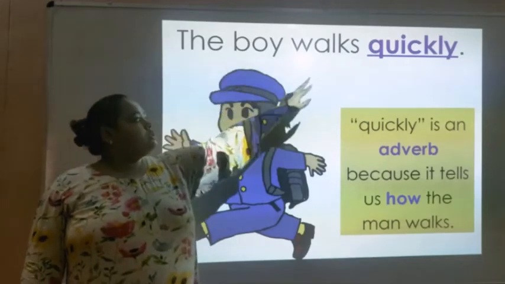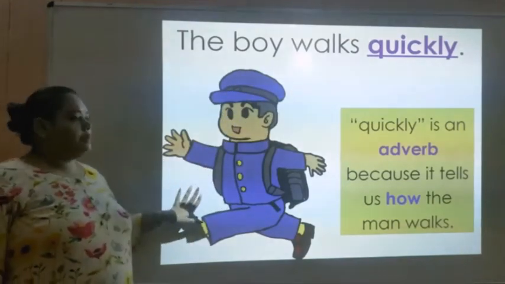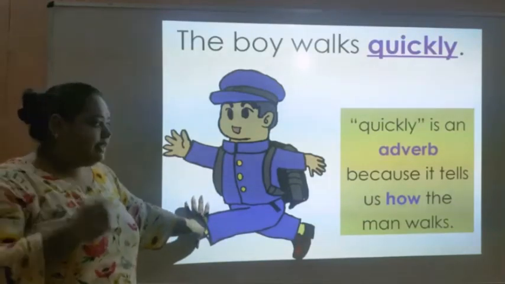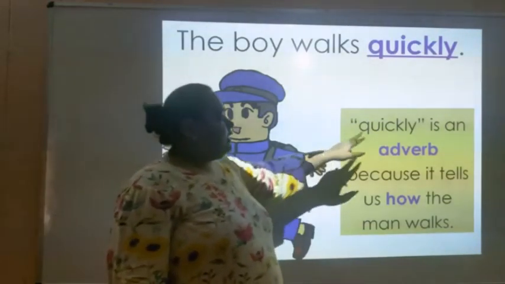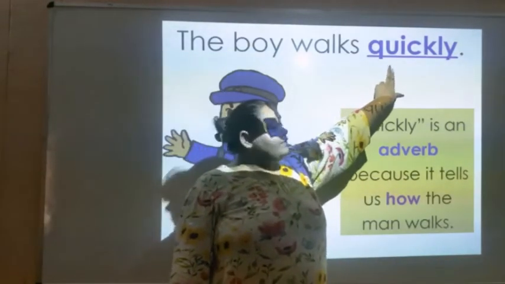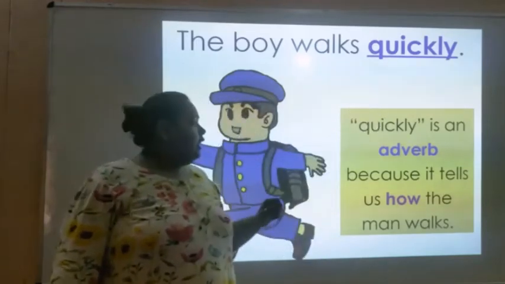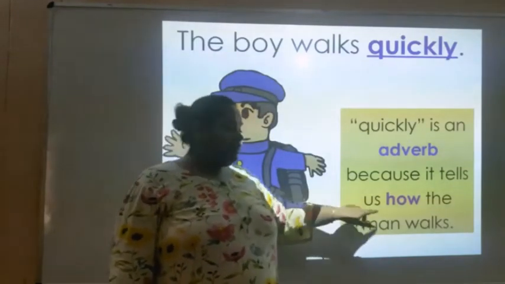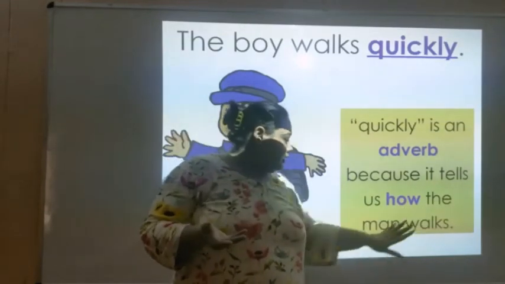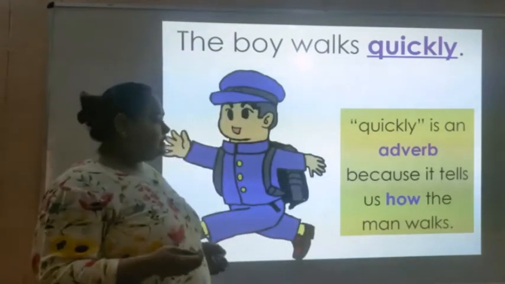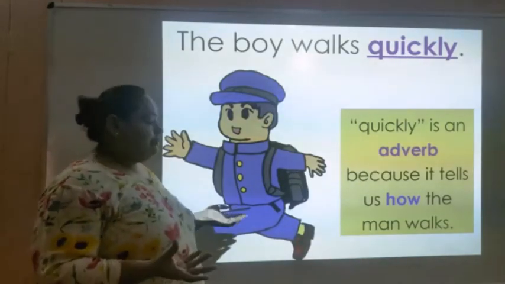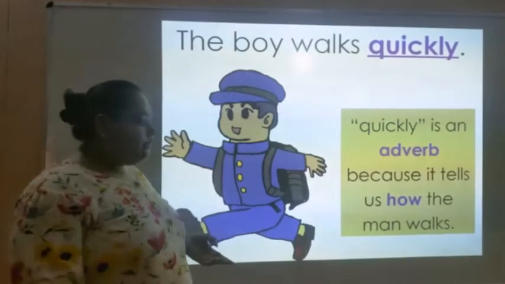A boy walks quickly. See, here is a boy. He is walking and he is walking very quickly. Quickly is an adverb. See, it is underlined over here. Because it tells us how the man walks. It is telling how the man is walking. Kaise ye आदमी चल रहा है, how he is walking.